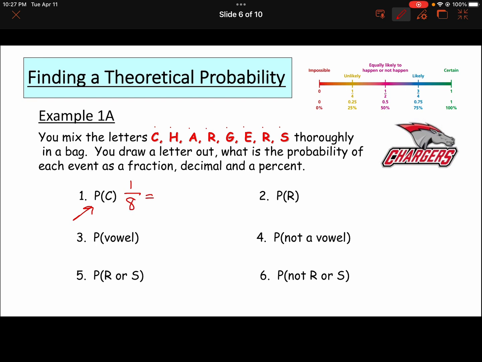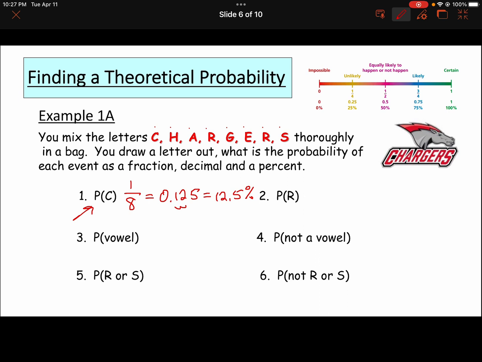Now, remember to change that to a decimal. We do top divided by bottom. And so on our calculator, we will get 0.125. And to make it a percent, we're going to move that decimal point 2 to the right, and it's 12.5%. So it's pretty unlikely that you would get a C, because obviously you're heading towards 0.